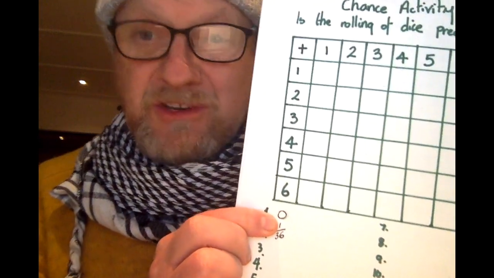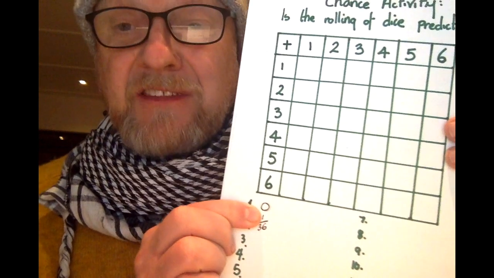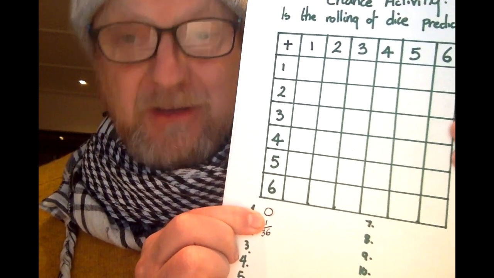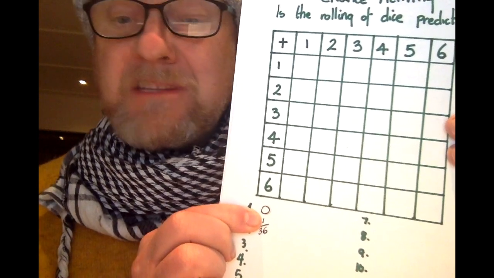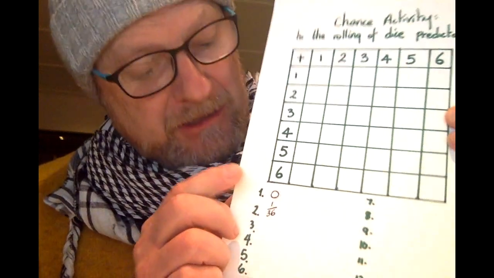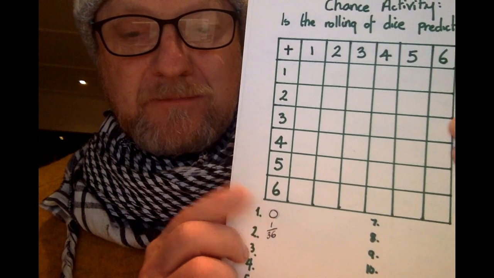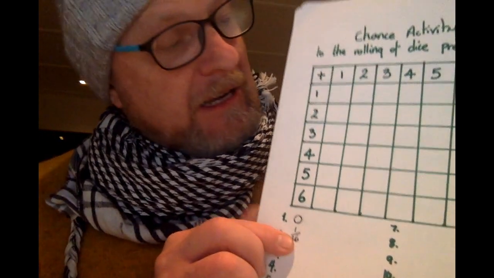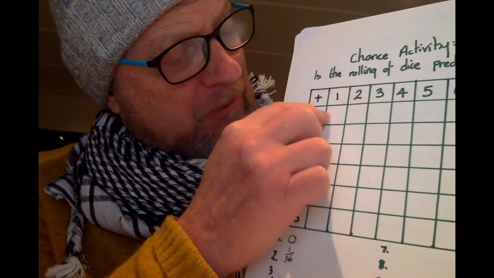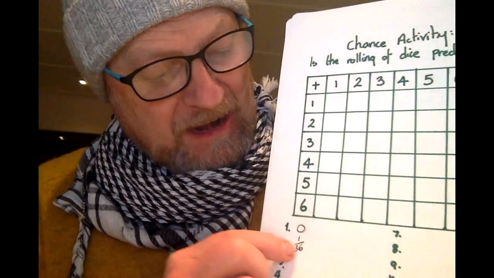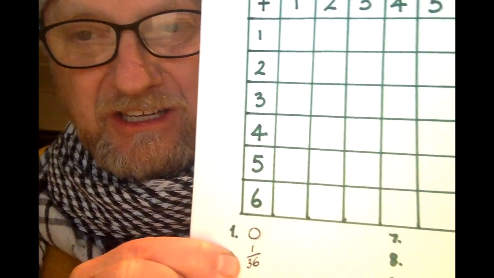And I've done the first one for you. There is no chance when you roll two dice of getting the number one when you add the two dice together, because the smallest number you can get is two. So there's no chance of that. So that is impossible. Now, getting the number two, 1 plus 1 is 2, we get that once. So there's a 1 in 36 chance of getting the number 2.